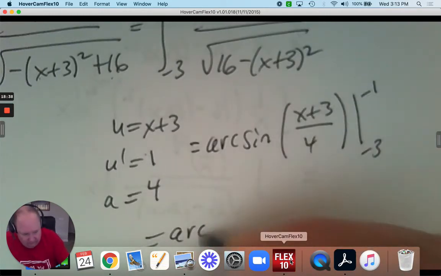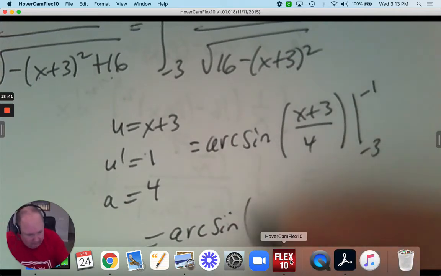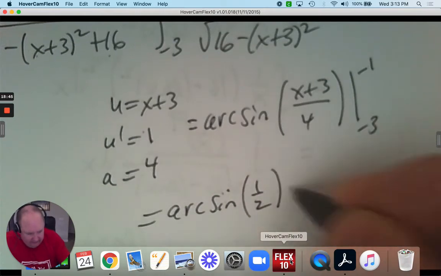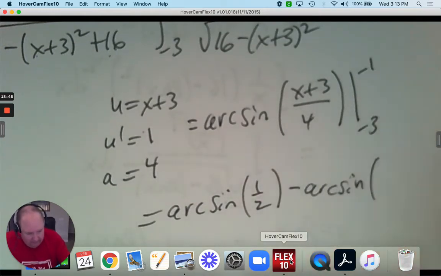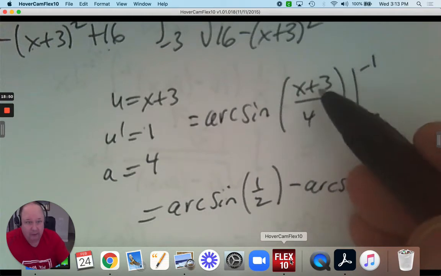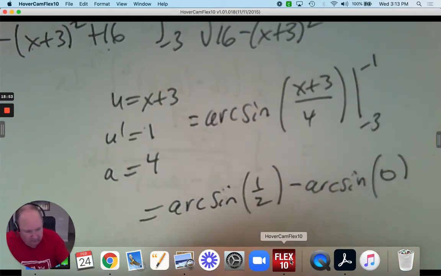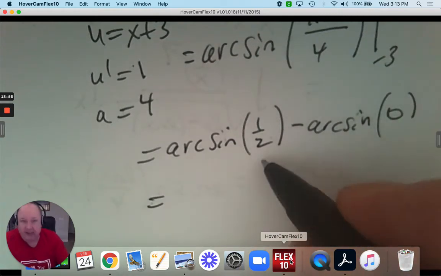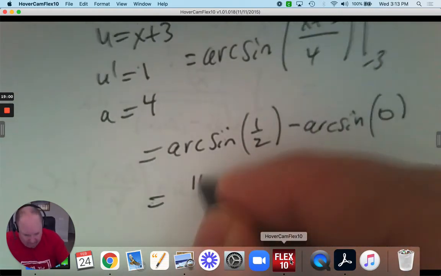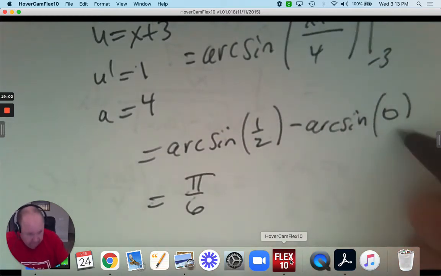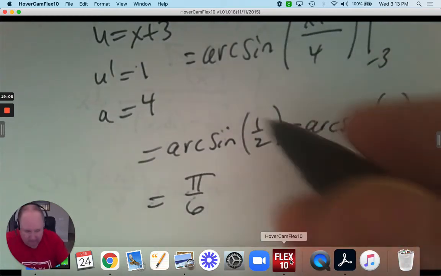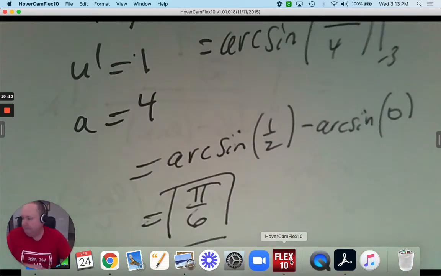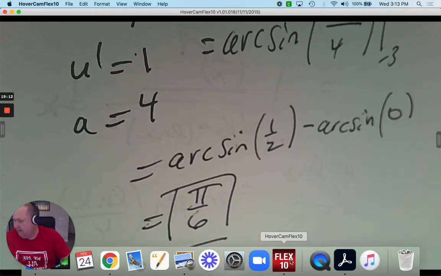So first, I'm going to plug in negative 1. So negative 1 plus 3 is 2 over 4, which is a half, minus arc sine. I'm going to plug in negative 3. Plus 3 is 0 divided by 4. Arc sine 1/2. At what angle is the y value 1/2? That's at 30 degrees, or pi over 6. And arc sine of 0 is 0. And there's your answer. Number 9.